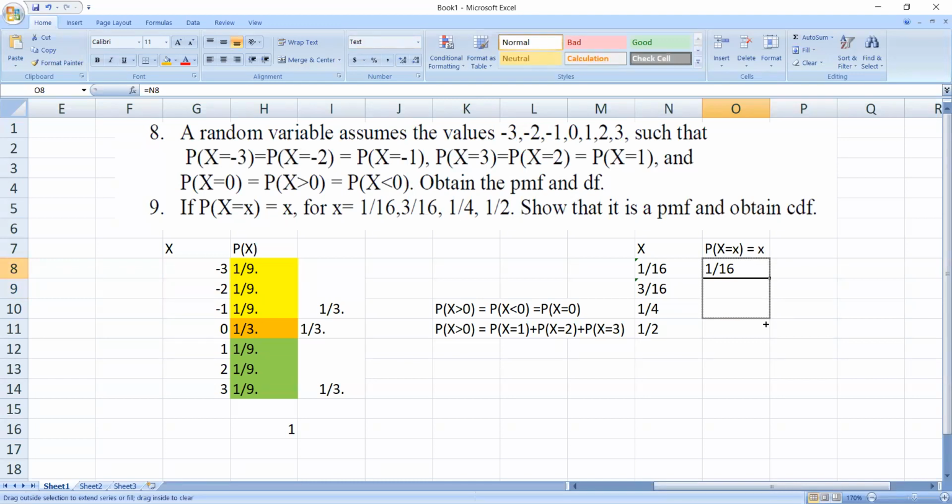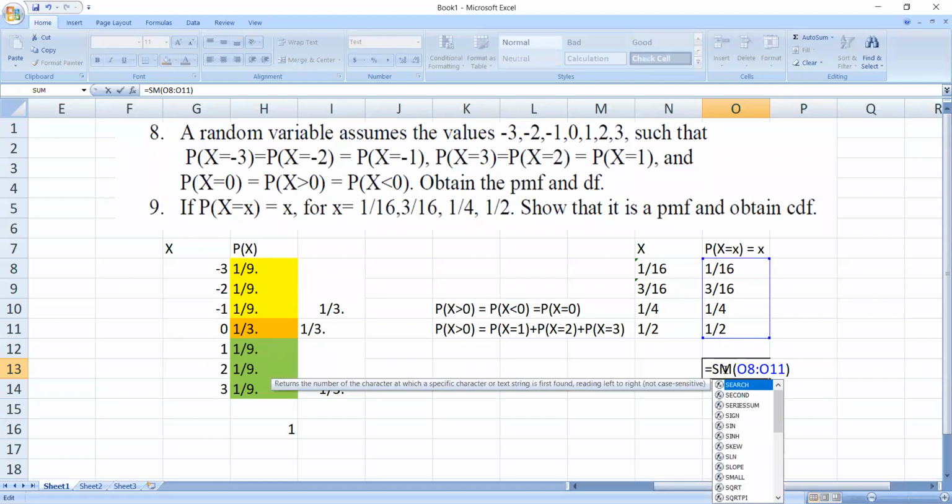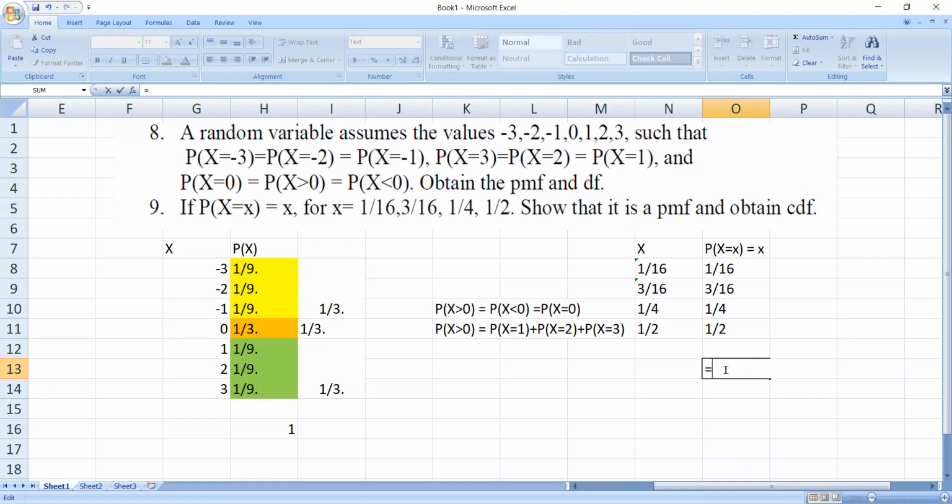So you have x as well as p of x to be the same, but check whether the total of p of x comes to 1. When you look into the values, the sum comes to 1. Therefore, it is a PMF. Show that this is a PMF and obtain the CDF. Now we can obtain the CDF easily. Doing it manually, the sum is equal to 1 by 16 plus 3 by 16 plus 1 by 4 plus 1 by 2.